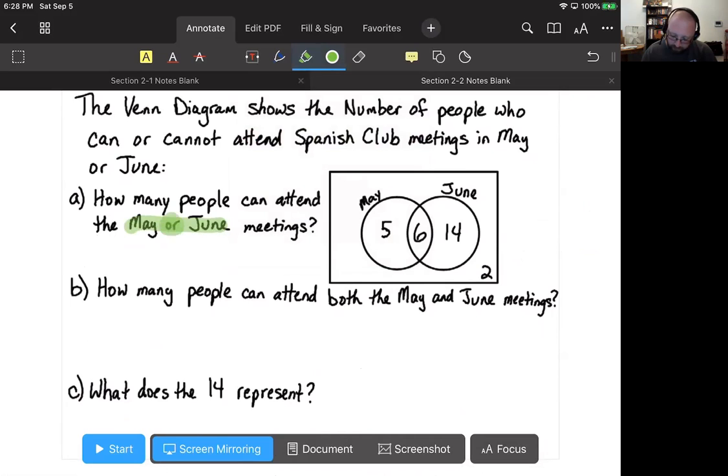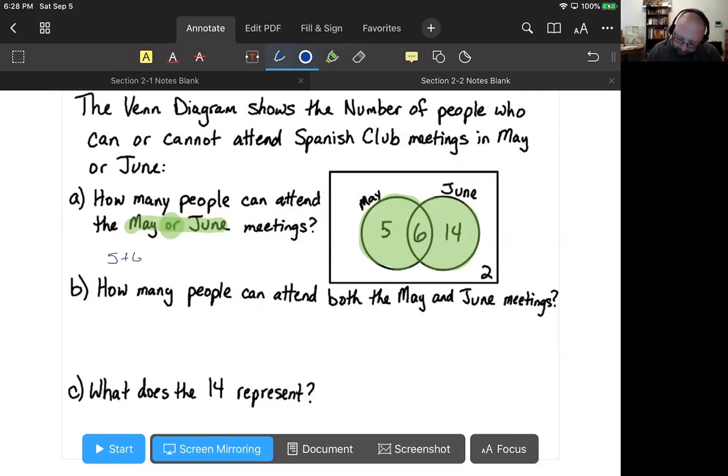So when we see the word or, that means we are looking at these three areas combined, because those are the people who are capable to go to a meeting either in June or in May. And yes, there are some folks that are going to be able to do both, but there are 5 people that can go in May, but not June.